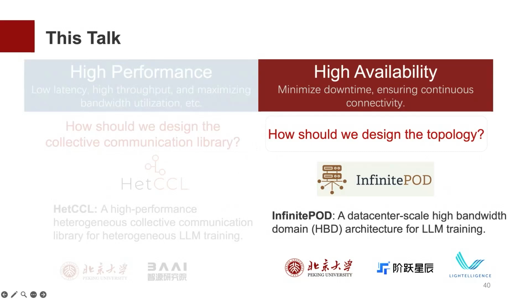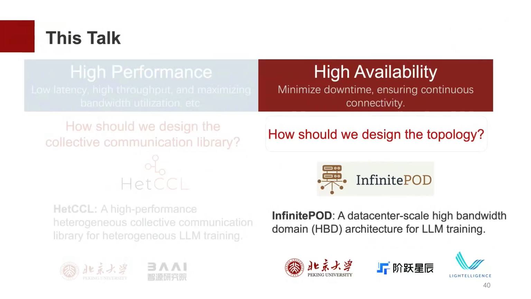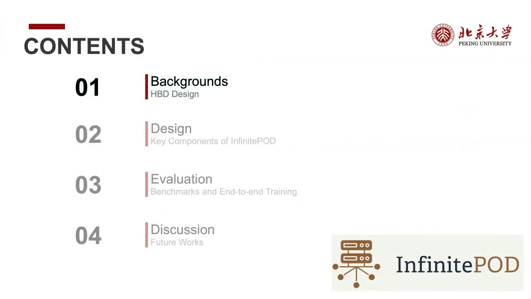Okay, so then I will continue with our second work, in which we try to answer how we should design the topology, especially the high bandwidth domain architecture. And our key metric here: we try to address the availability issue for existing HBD designs. Okay, again, I will start with the background and then the design, and I will show some very interesting evaluation results.